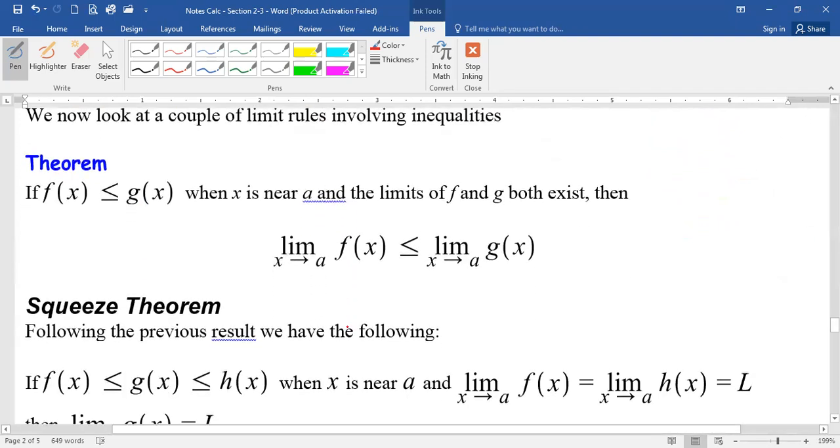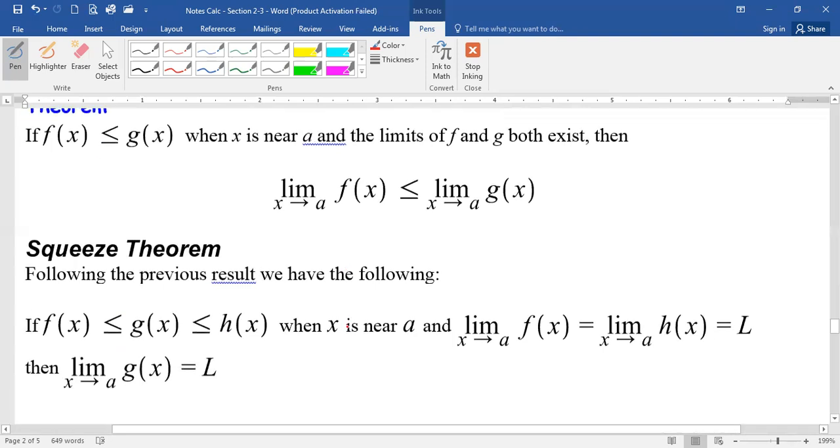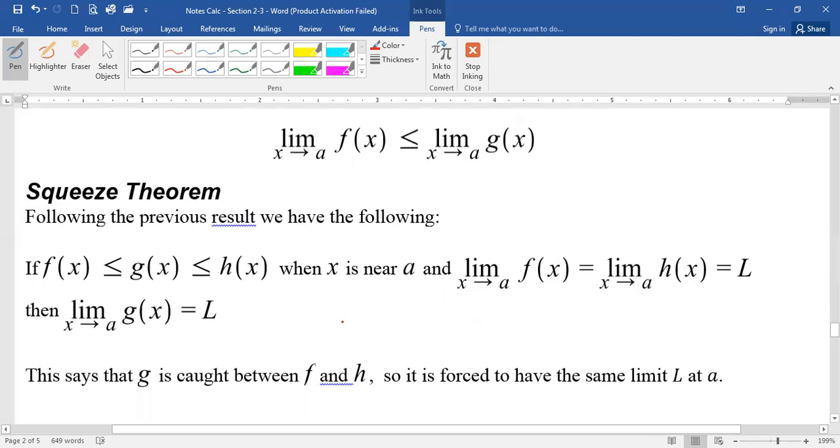Okay, so now a couple of rules involving inequalities. If you have a function f of x that is less than or equal to g of x when x is near a, and the limits of f and g both exist, then the limit as x approaches a of f of x is also going to be less than or equal to the limit as x approaches a of g of x. It just follows through that if one function is less than or equal to the other, the limit as they approach the same thing is also going to be less than or equal to it.